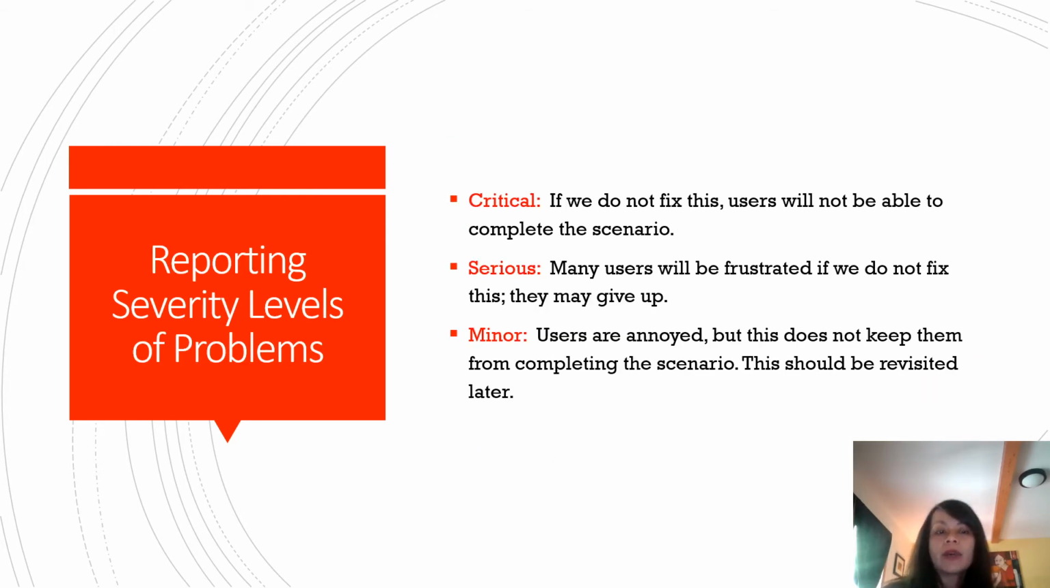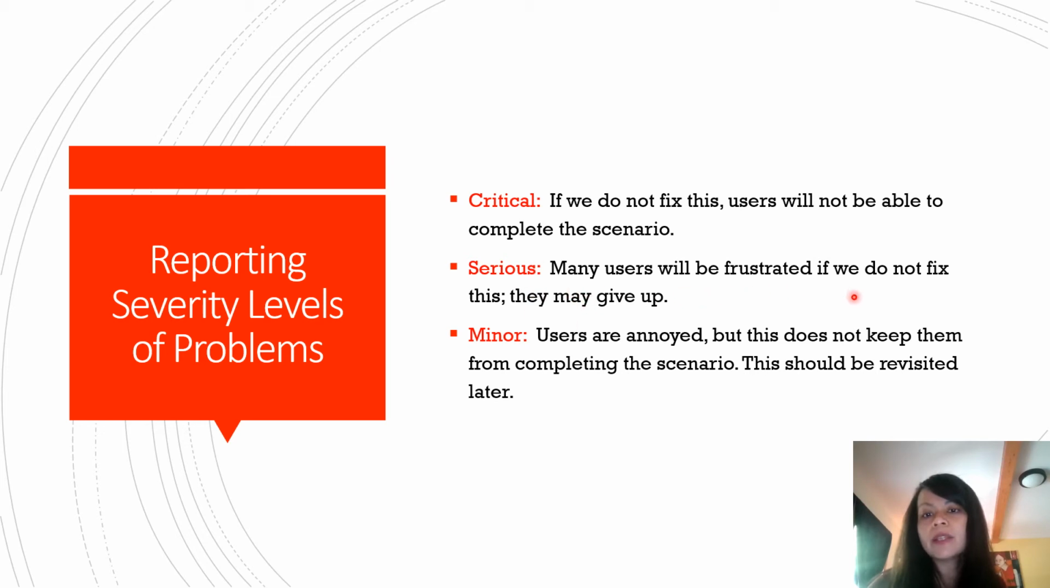Next, you want to report on the severity levels of problems. So there are different problems that you might encounter people having, and you want to talk about how severe that problem is. It might be critical, serious, or minor. Critical meaning if you don't fix this problem, users will not be able to complete the scenario. It is a game changer, okay?